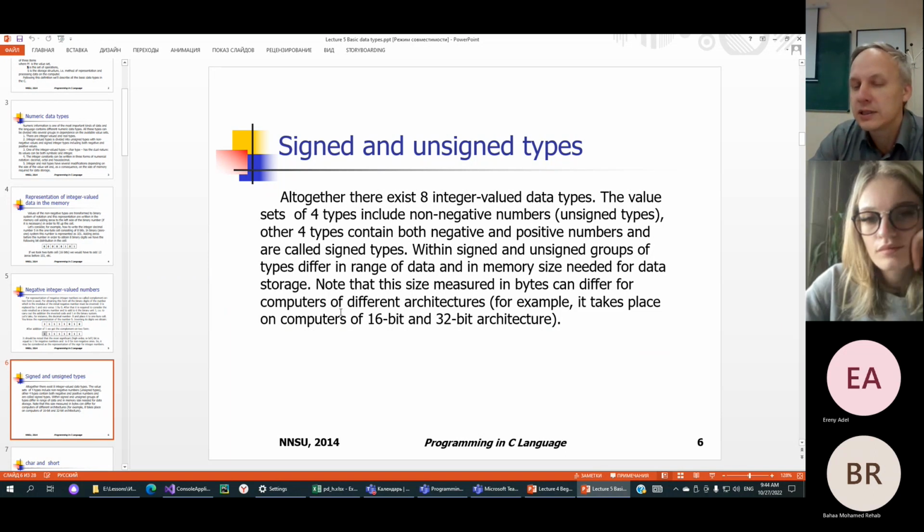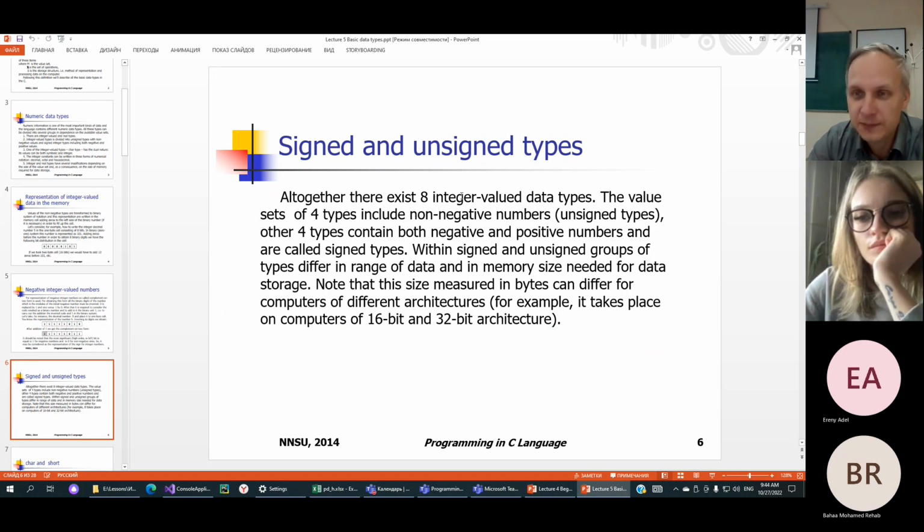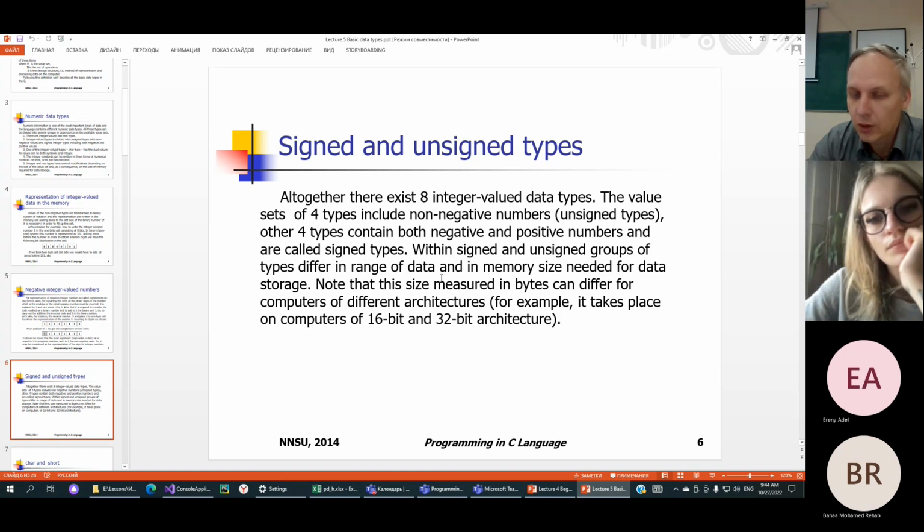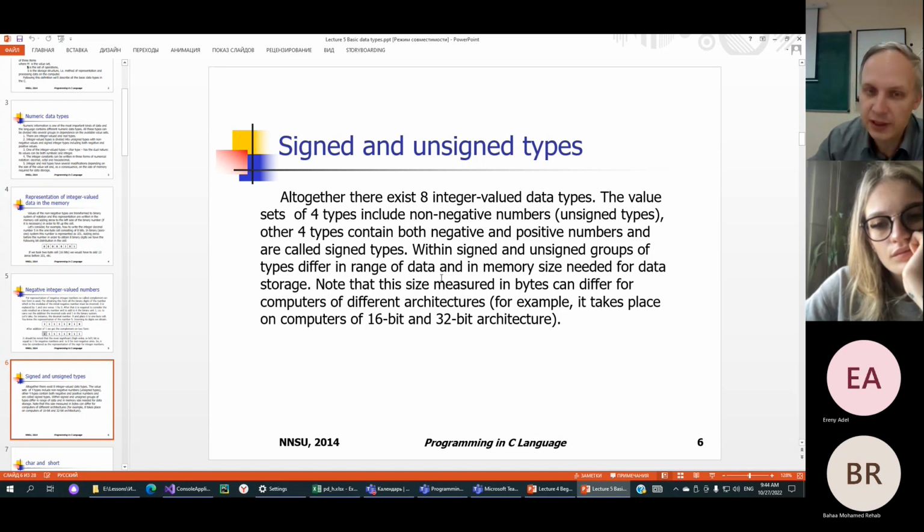Well, altogether there exist 8 integer value data types, and the value sets of 4 types include only non-negative numbers. We call them unsigned types, and the other 4 types contain both negative and positive numbers, and are also called signed types. Within signed and unsigned types, they differ in range of representation and memory size needed for data storage.